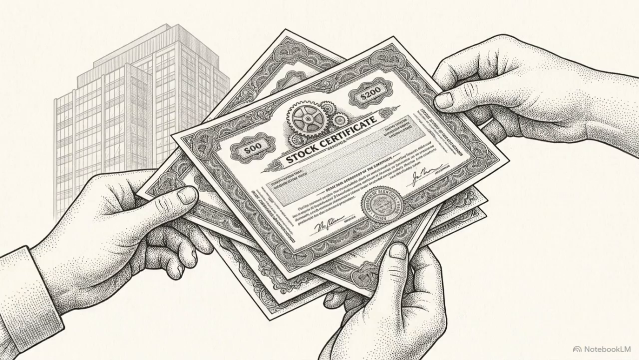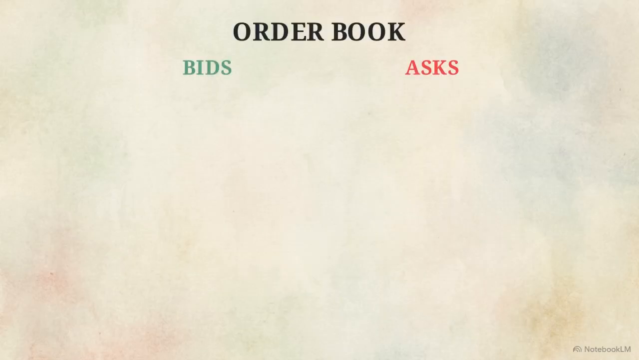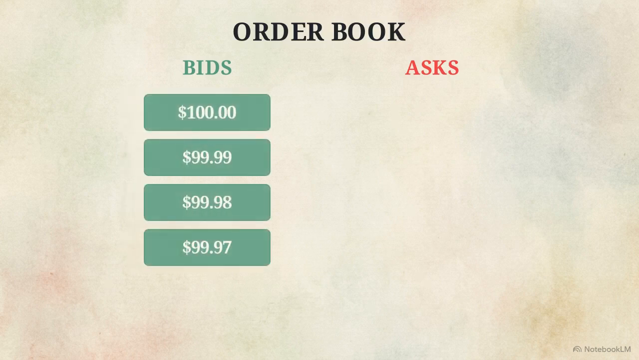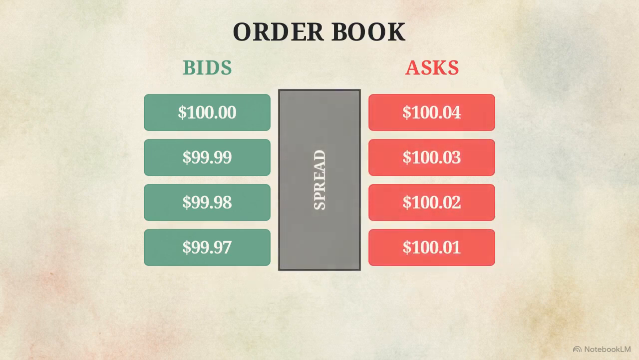Layer 1 begins in the secondary market. On the London Stock Exchange, shares trade strictly between investors, transferring ownership without providing new capital. This digital interface is the order book, the live scoreboard of the market's ongoing auction. Buyers post bids in green on the left, sellers post asks in red on the right. The gap between them is the spread.